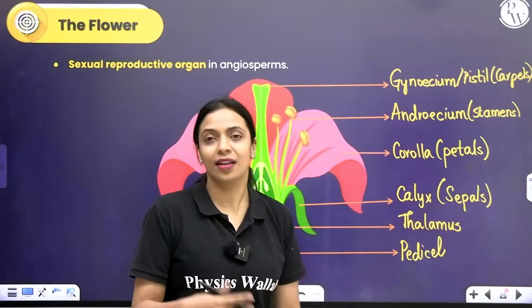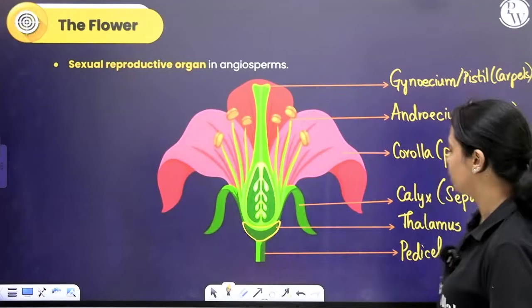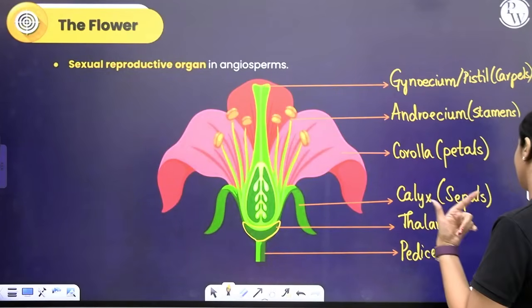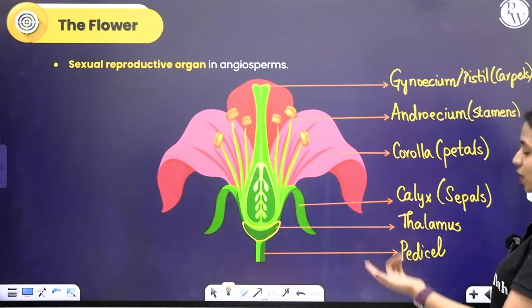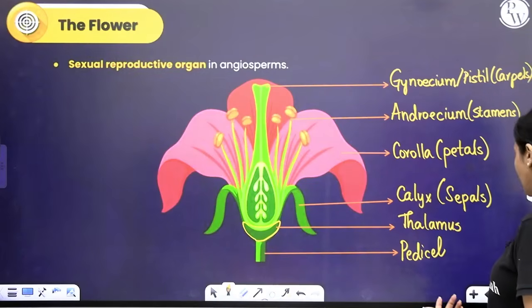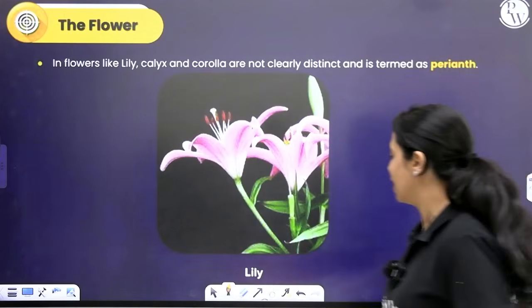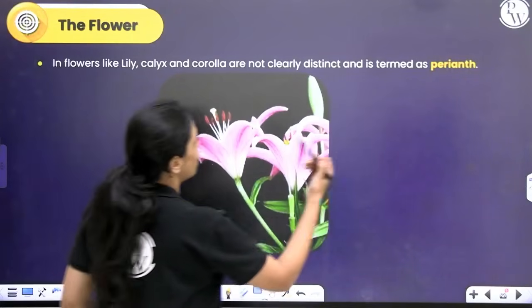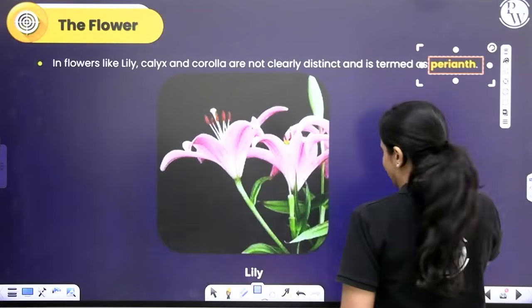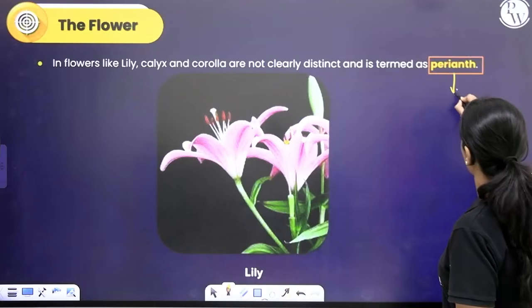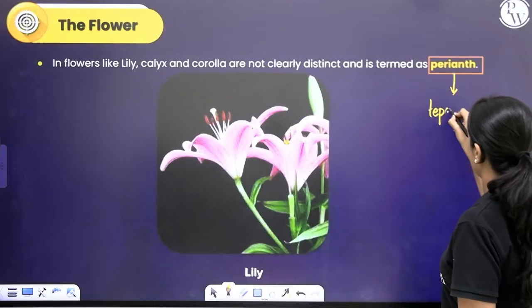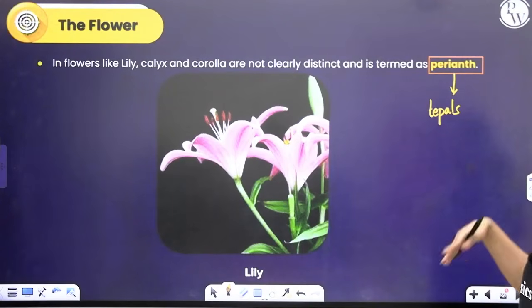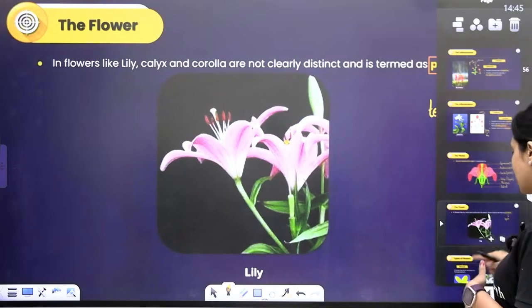whorls. Okay, there are some plants, especially in monocots, you see that there is only one whorl of accessory or non-essential whorl. Instead of having calyx and corolla, they will have just one whorl. And if there is only one whorl that is not differentiated into calyx and corolla, you call it the perianth. And the units of perianth are called tepals. Calyx is sepals, corolla is petals, perianth is tepals. Okay, its units are called tepals.